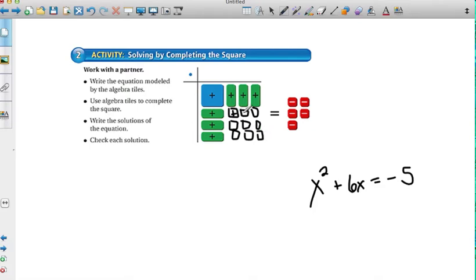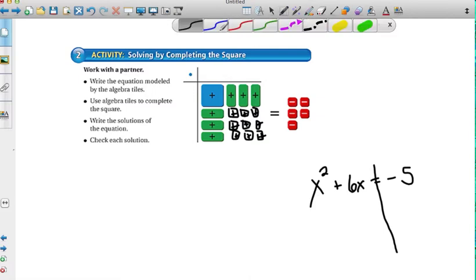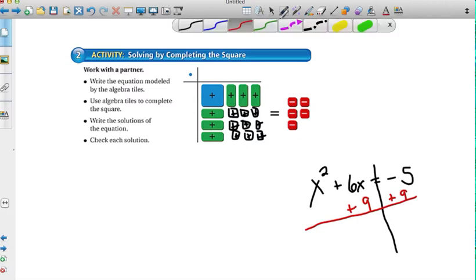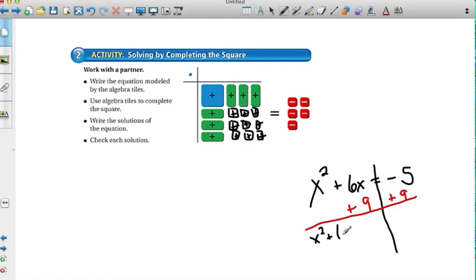And all of these are going to be positive. Positive, positive. Okay, so algebraically, here's what just happened. I ended up adding 9 positives to essentially complete my square. At this point, I now have x squared plus 6x plus 9, and all of this equals negative 5 plus 9, which gives me a positive 4.